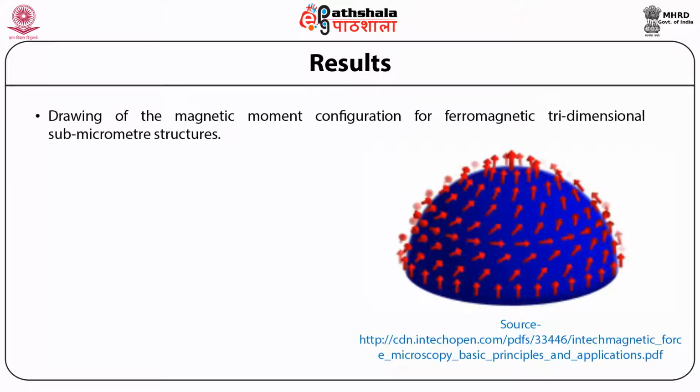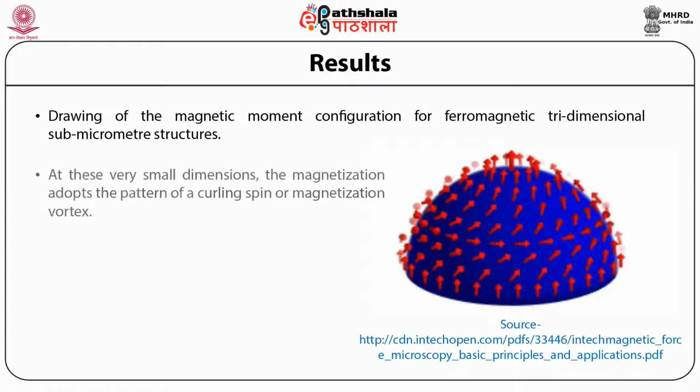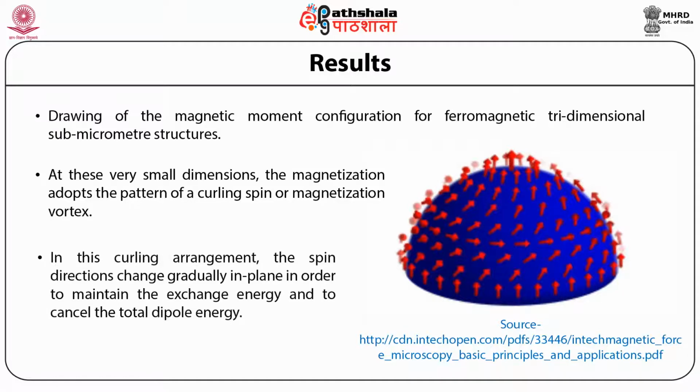Drawing of the magnetic moment configuration for ferromagnetic three-dimensional submicrometer structures has been shown here. At these very small dimensions, the magnetization adopts the pattern of a curling spin, or magnetization vortex. In this curling arrangement, the spin directions change gradually in plane in order to maintain the exchange energy and to cancel the total dipole energy. This has been shown in this slide very effectively.